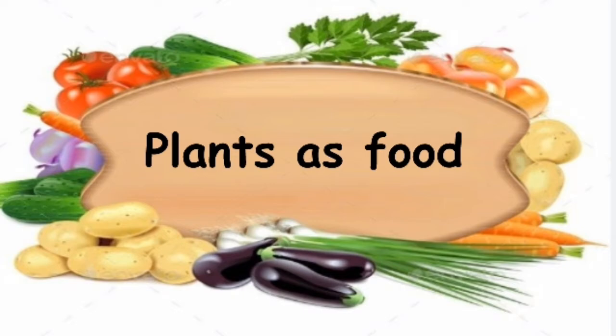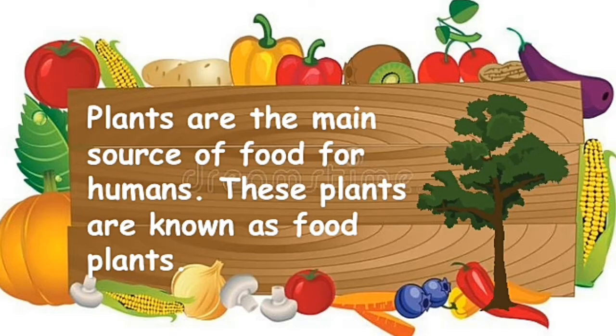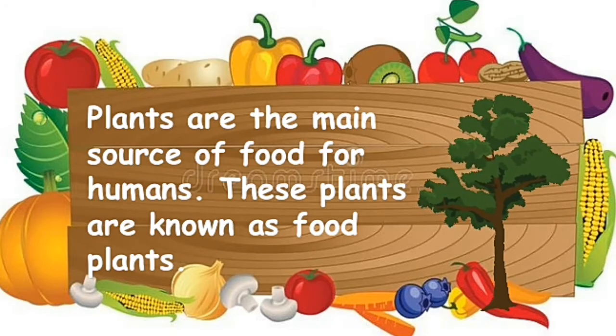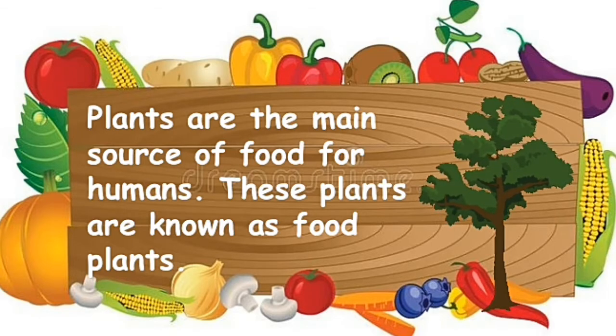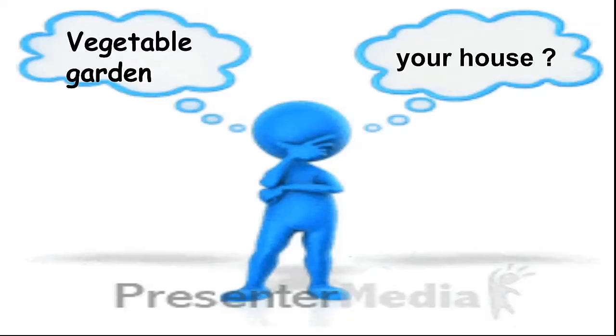First one, plants as food. Children, plants are the main source of food for humans. These plants are known as food plants. I will repeat this. Plants are the main source of food for humans. These plants are known as food plants.